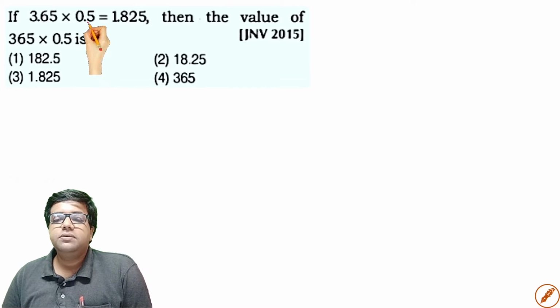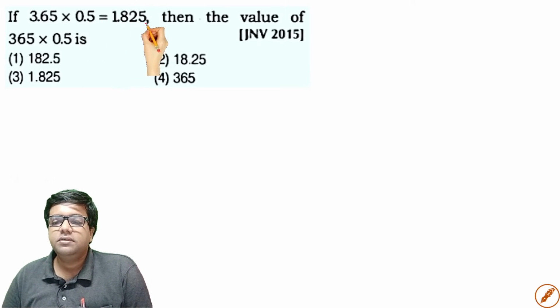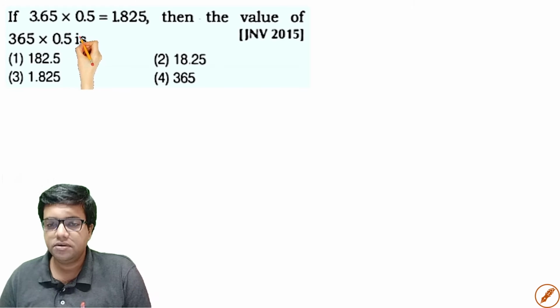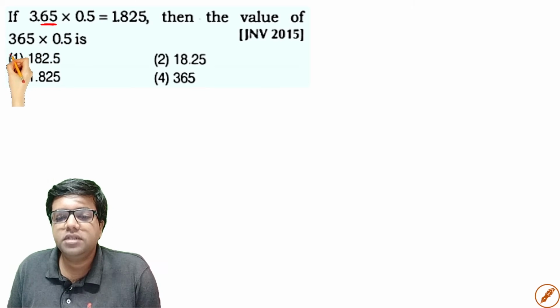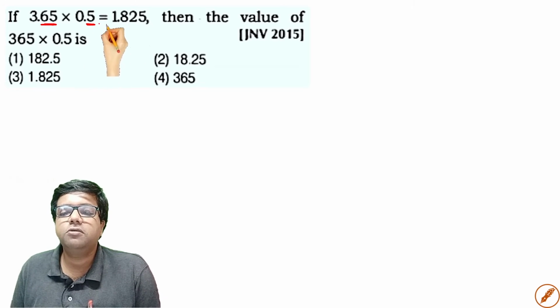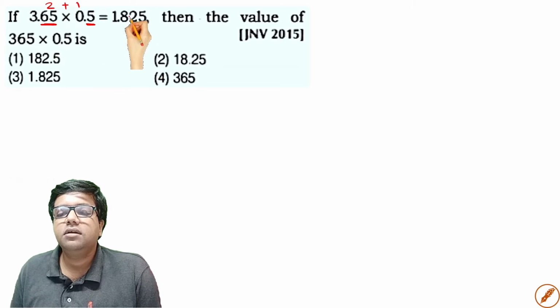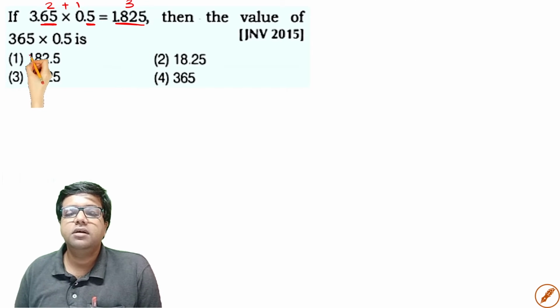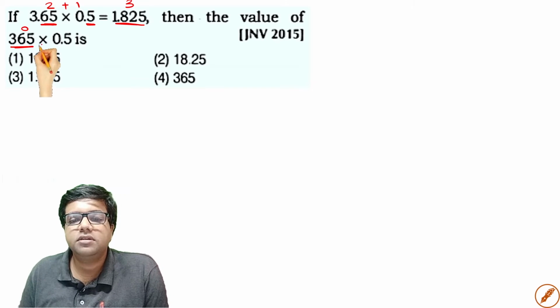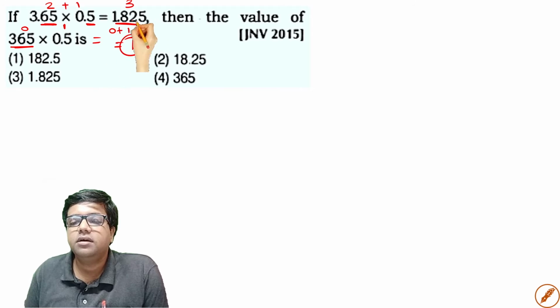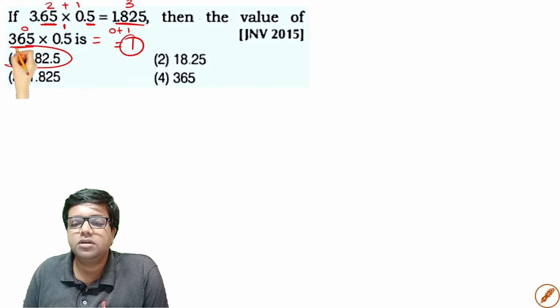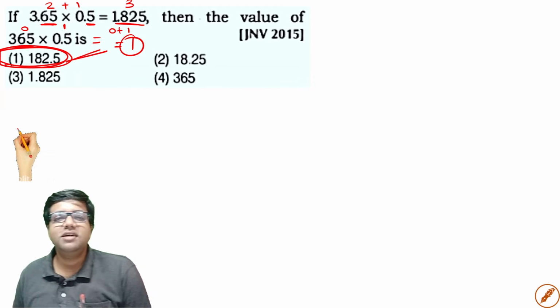If 3.65 into 0.5 is equal to 1.825, then what is the value of 365 into 0.5? Similar kind of question which we dealt with in the previous question. 3.65 has 2 digits after the point, 0.5 has 1 digit after the point, therefore there will be 3 digits after the point. Here 0 digits after the point, here 1 digit after the point. So in the answer, 0 plus 1 gives you 1. After 1 digit there should be a point, which is available in option number 1. Option number 1 is the right answer for this question.